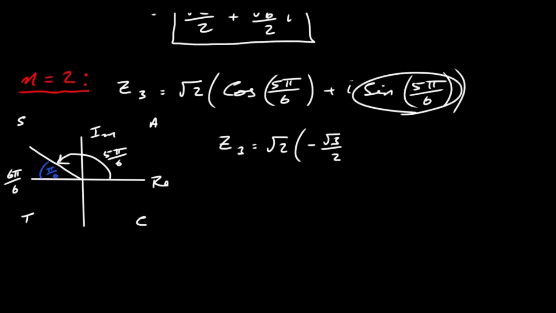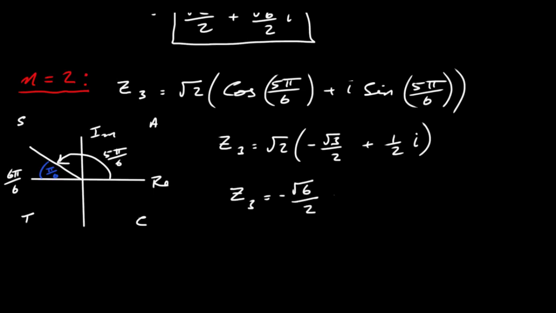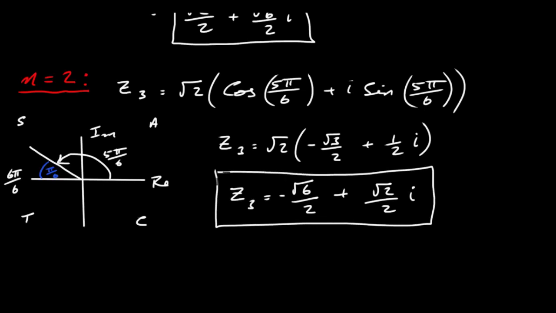Now we've got to work out sine. Well, sine is positive in the second quadrant, so that's okay. All we've got to do is find the sine of pi over 6, which is the same as the sine of 5 pi over 6. The sine of pi over 6 is a half, so it's just going to be plus a half I. If we multiply that out, we get our third root, which is minus root 6 over 2 plus root 2 over 2 I. So this is our third solution. Okay, so just one more to do then. We're just going to do n is equal to 3. So let's do that.